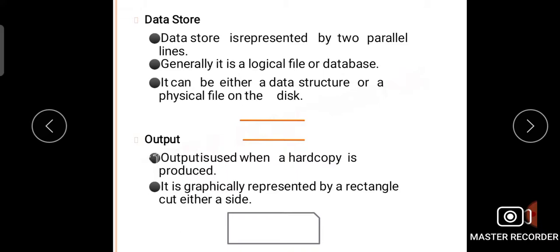Output. Whenever a system gives an output, it is graphically represented by a rectangle cut on either side. Output is used when a hard copy is produced. Okay.